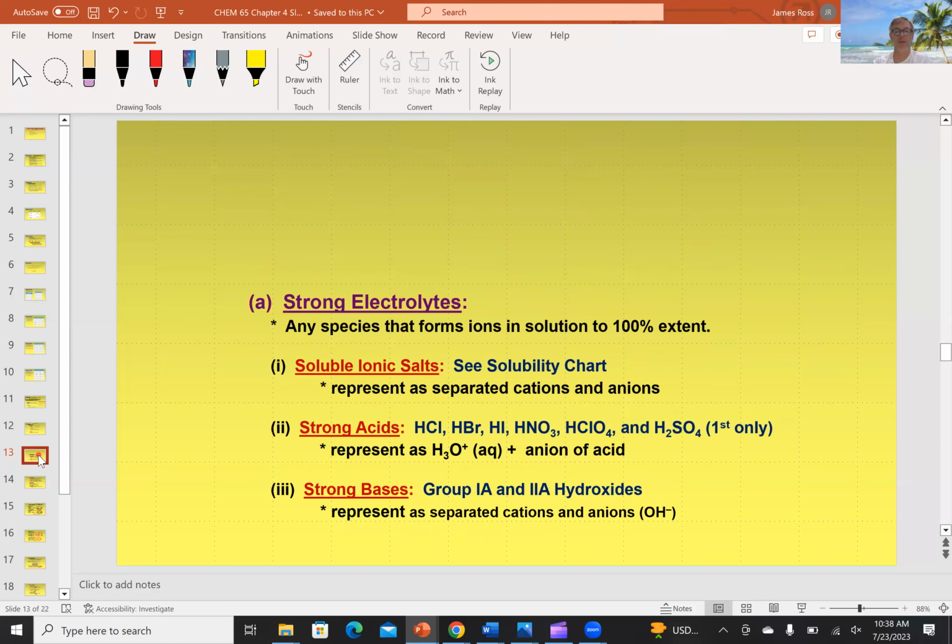Okay, let's move now to some labels: strong and weak. When we talk about strong in chemistry, we mean completely dissociates. Any species that will completely dissociate and form free ions with 100% extent is called a strong electrolyte. Here, electrolyte just means ion.